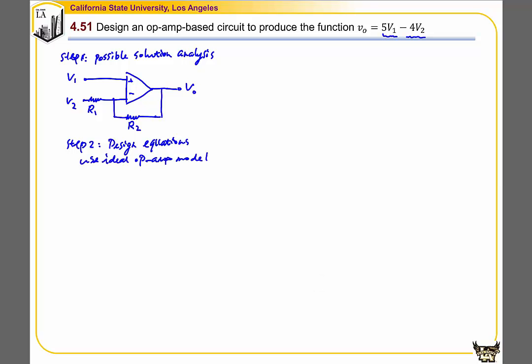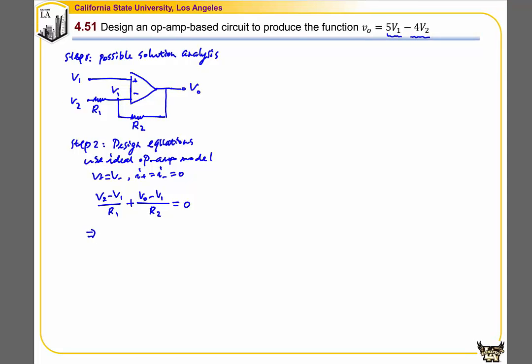The ideal op-amp model tells us V plus is equal to V minus, and I plus is equal to I minus is equal to 0. Since V plus is equal to V1, we know that V minus is also equal to V1. Now we can obtain the KCL equation at the inverting terminal. We have (V2 minus V1) divided by R1 plus (V0 minus V1) divided by R2 equal to 0. Now we can find the output V0 in terms of V1 and V2.